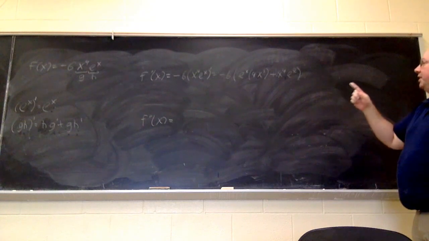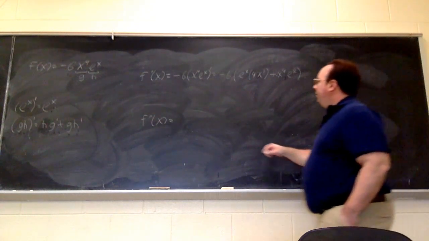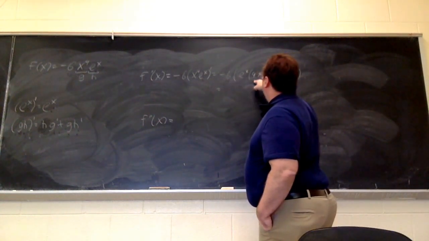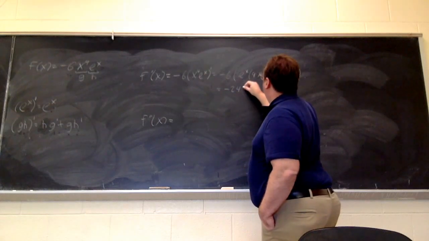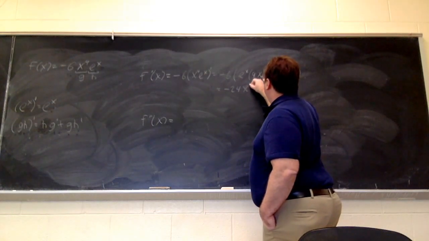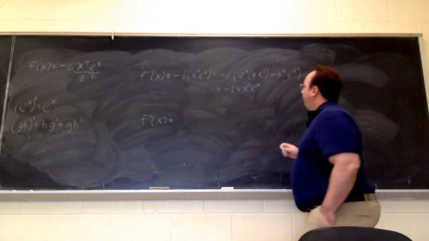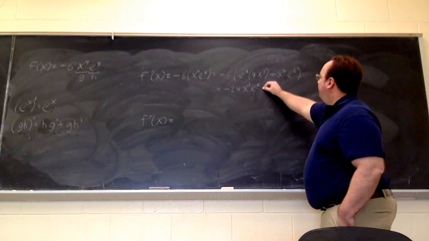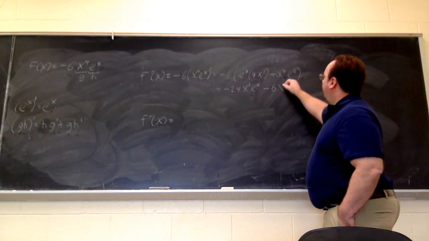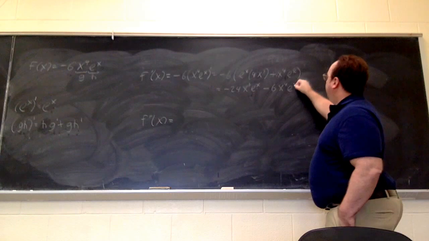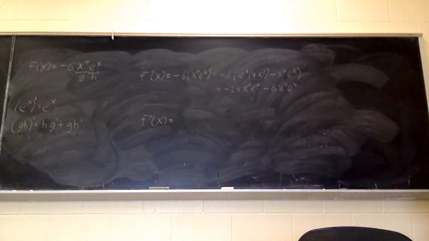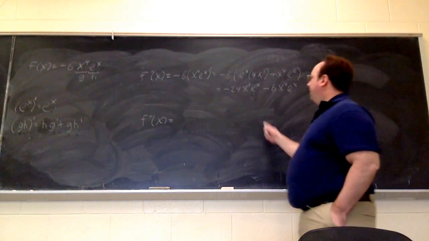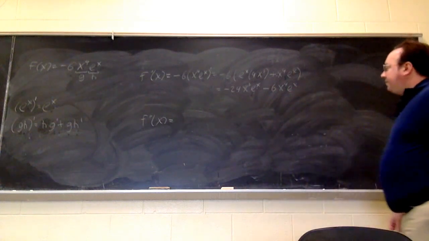All I need to do is take that minus 6 and distribute it through, and I get minus 6 times 4 is minus 24 x cubed e to the x. I could have written it as e to the x cubed, but it's easier to read this way. And then I have minus 6 x to the fourth e to the x. So that is my first derivative. Notice the second term is the same as the original function. That's because the derivative of e to the x is itself. But then the product will produce this additional term.